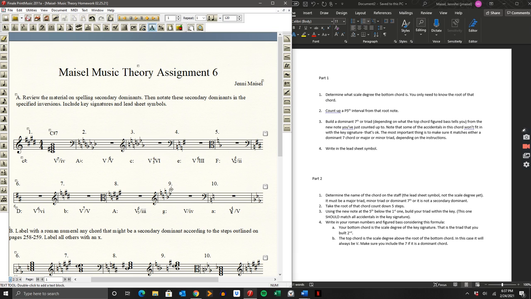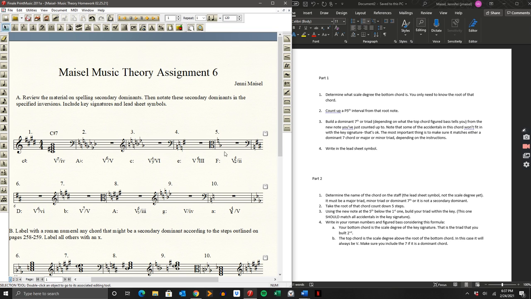So the rest of these are pretty much the same. My only notes really to look out for are make sure, if it gives you a 5-6, it's not going to be a dominant 7th. It's going to be a first inversion triad. This one is still a dominant 7th. It's just going to be a second inversion. And so on and so forth. Just watch out for those figured bass symbols, but if you're pretty good on your figured bass, then you should be okay, and just do those exact same steps over and over and over again.